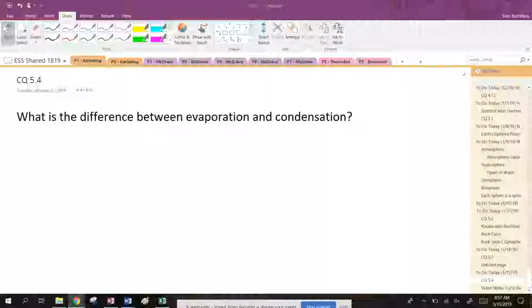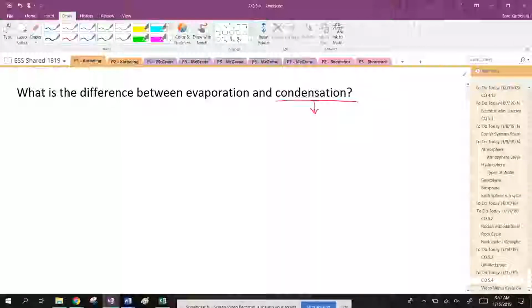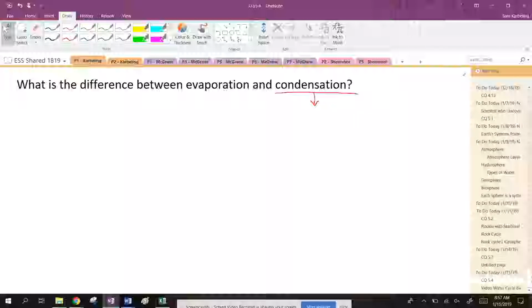Go, Miss Haley. Okay, so for condensation, it's when water vapor rises and kind of cools and becomes droplets. Okay, I got most of what you said there. So, condensation starts out as what kind of water? Water vapor, right? So, water vapor.